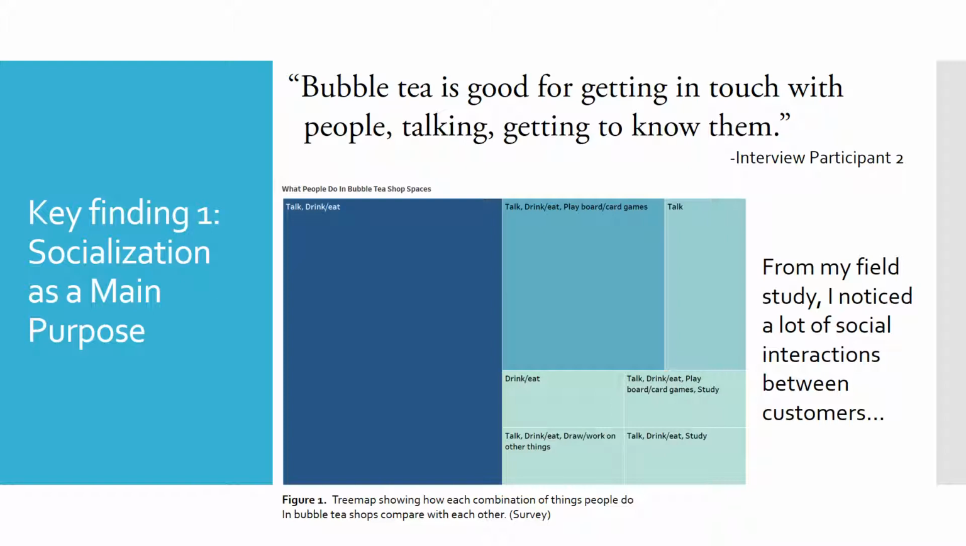When interviewing participants, all 3 discussed socialization as a purpose when staying in the bubble tea shop spaces. Participant 2 explained how, and I quote, "Bubble tea is good for getting in touch with people, talking, getting to know them," end quote. The survey further supports this finding, with many survey respondents answering that talking is part of what they do when they use the spaces. This tree map shows how talking is prevalent in what customers do during their stay. This finding is important because it gives insight into user motivations and purposes so that we can better design with those in mind.